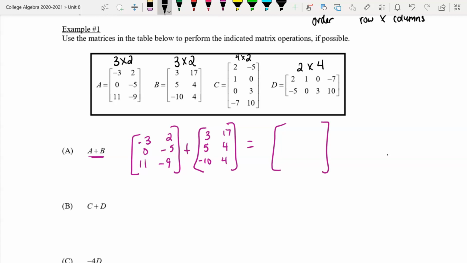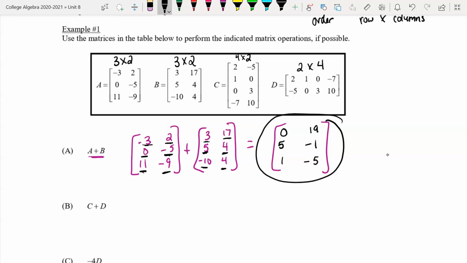So you see how this -3 and this 3 are in the top left. I'm going to add those to get 0. This 2 and the 17 are in the top right. I'm going to add those to get 19. This 0 and the 5 are in the middle left, so I'm going to add those to get 5. Middle rights give me -1. Bottom lefts give me 1. Bottom rights give me -5. And that is your answer when you add matrices.